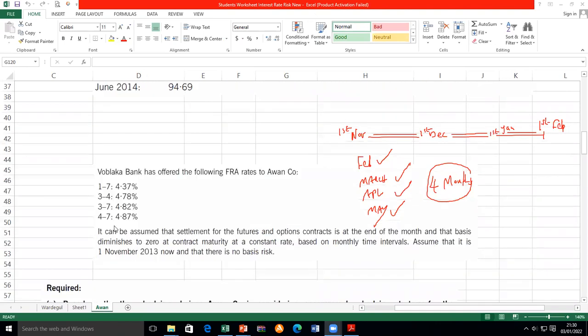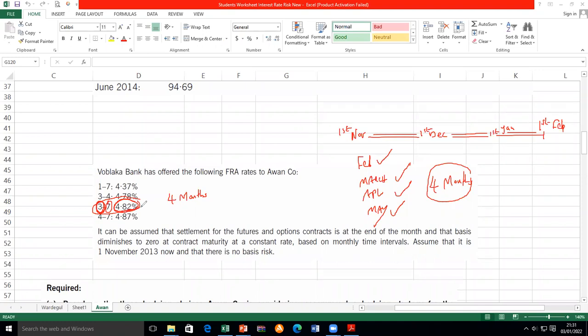So we want an FRA which is available how long from now? For how long? 3 months from now. So 3 plus 4 gives us what? What are they offering? They are offering 4.82. So this is the FRA that we are going to pick. That's advice we give.